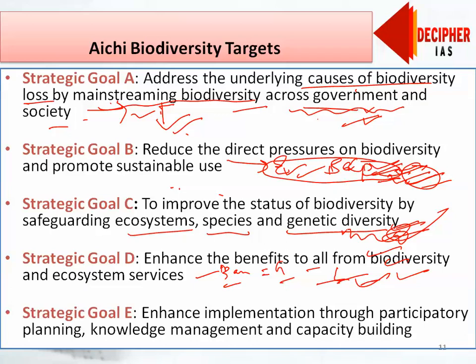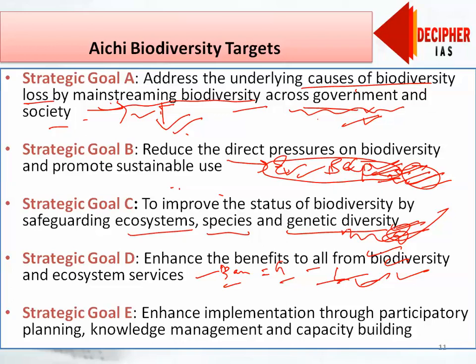Next strategic goal is enhancing the implementation through participatory planning. That is, we should involve people and we should decentralize the initiatives of conserving the biodiversity. For example, Van Mahotsav is a kind of conservation of biodiversity only. Then knowledge management should be there.